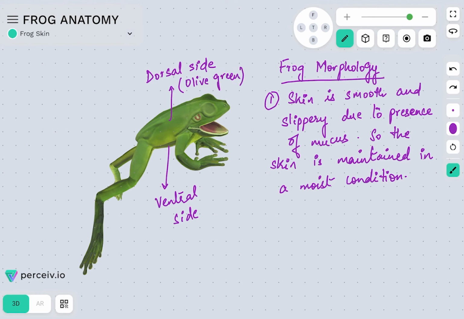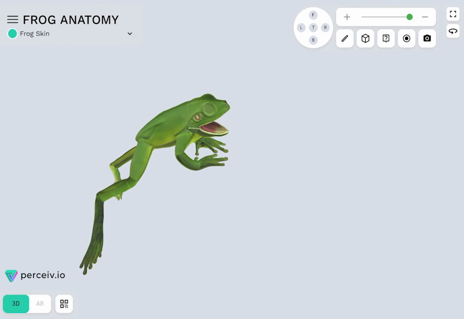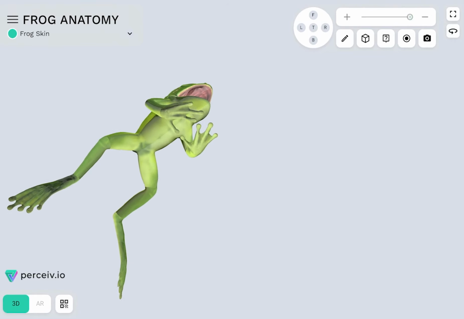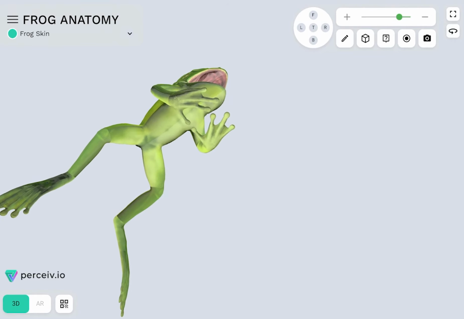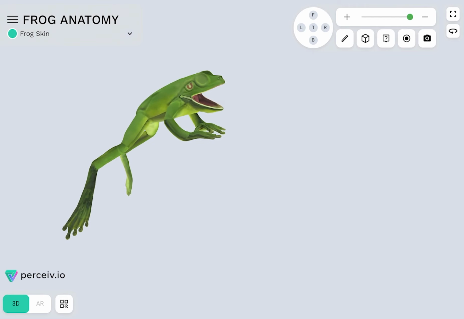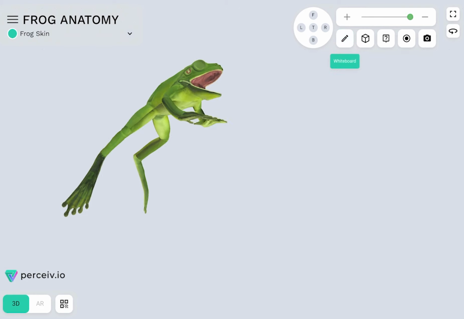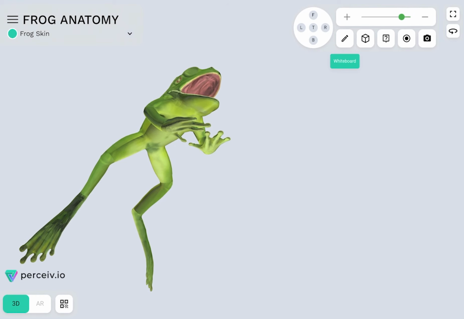While on the other hand, the ventral side of the frog, that means the lower side, which you can see. So if I just show you, this one, which is the ventral side, is usually yellow in color, or pale yellow, you can say.